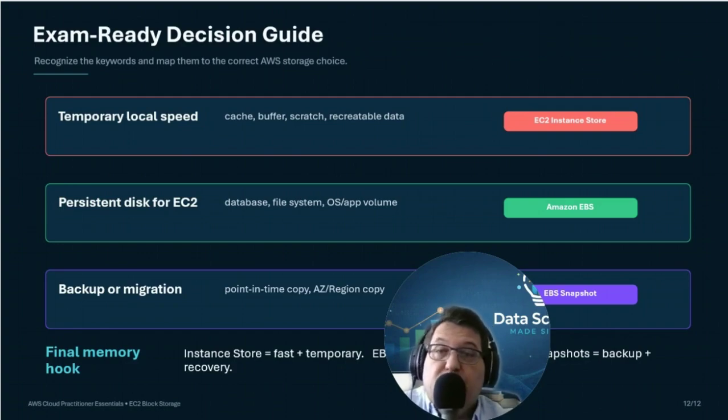Before choosing a storage solution, always ask three questions. First, must the data survive when an EC2 instance stops? Second, can the data be recreated if it is lost? Third, what level of performance does the application require? If the data is temporary and recreatable, instance storage may be appropriate. If the data must persist, Amazon EBS is usually the better choice. If data must be protected, copied, and restored, use EBS snapshots as part of the backup strategy.